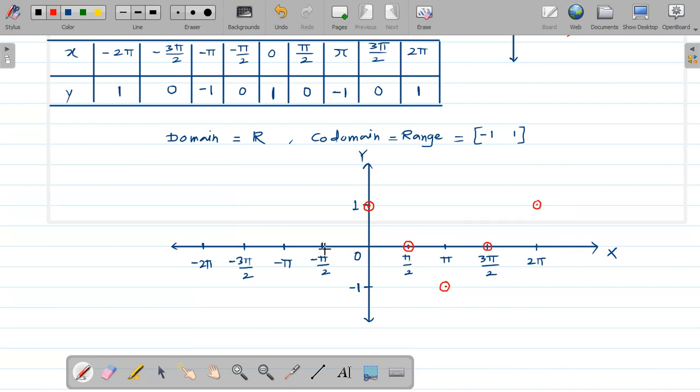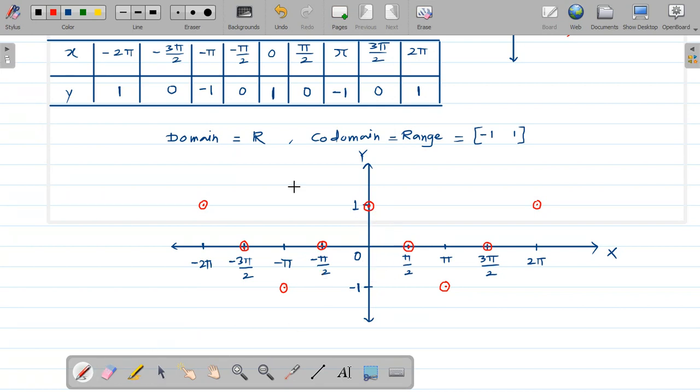Now for negative values, cos of minus pi by 2 is 0. So we will take the point here. Then cos of minus pi is minus 1. So here this is the point. Then cos of minus 3 pi by 2 is again 0. And cos of minus 2 pi is 1. So mark the point here. So from this table, for all these standard angles, we mark all the points.